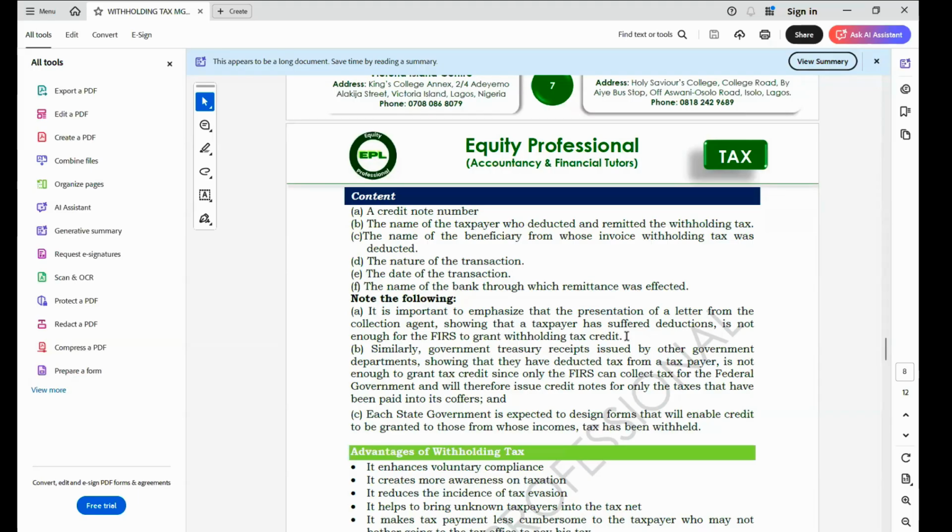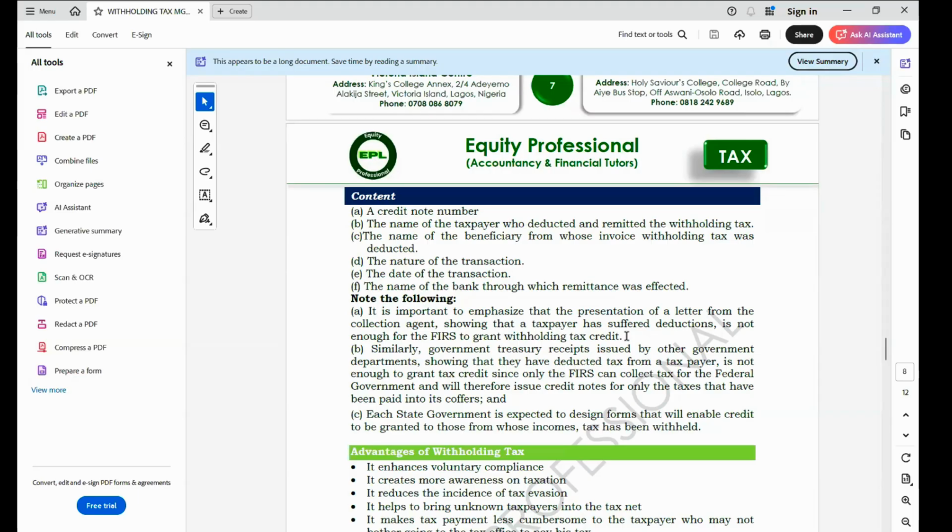So what the law is saying is that this particular information does not give the beneficiary the right to claim a withholding tax credit note. FIRS can still disregard such a letter. Similarly, government treasury receipts issued by other government departments showing that they have deducted tax from the taxpayer is not enough to grant credit, since only the FIRS can collect tax for the federal government, and we therefore issue the credit note.